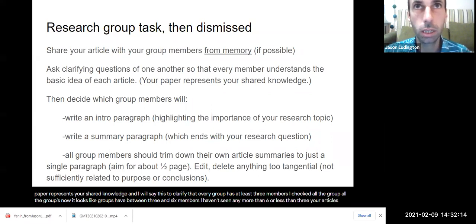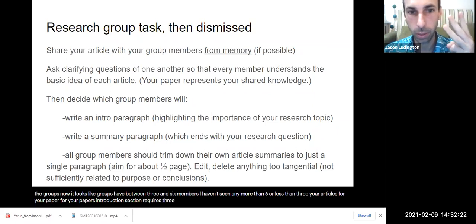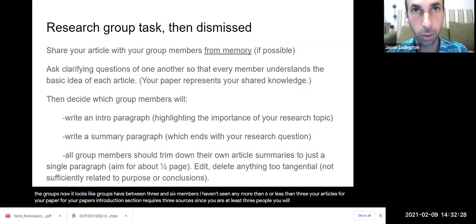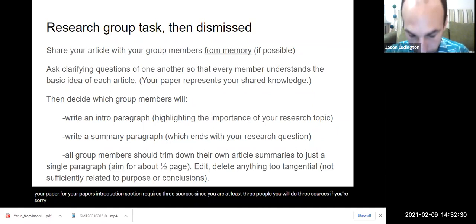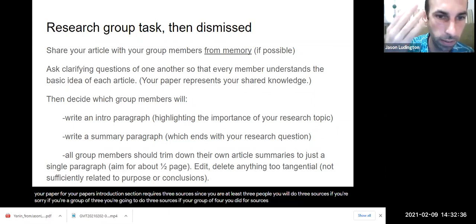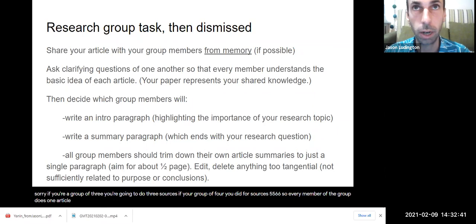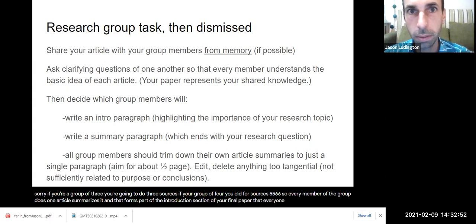Your articles for your paper's introduction section require 3 sources. Since you are at least 3 people, you will do 3 sources. If you're a group of 3, you're going to do 3 sources. If you're a group of 4, you do 4 sources, 5, 5, 6, 6. So every member of the group does 1 article, summarizes it, and that forms part of the introduction section of your final paper. Are you clear on that, everyone?